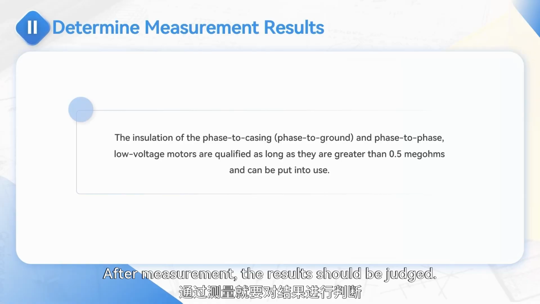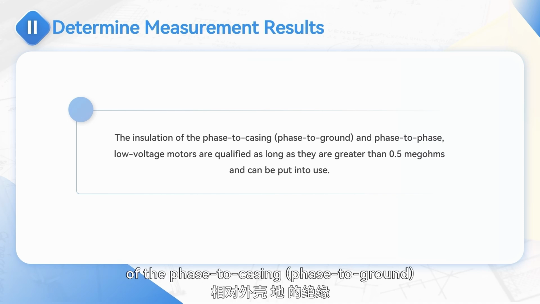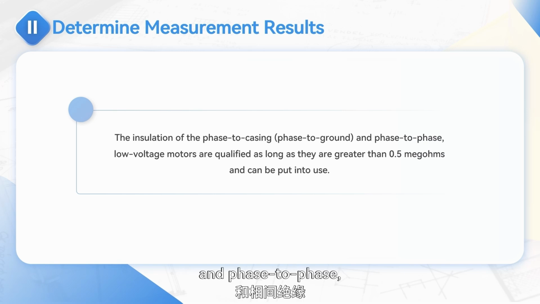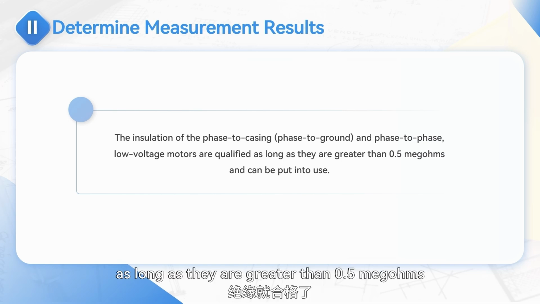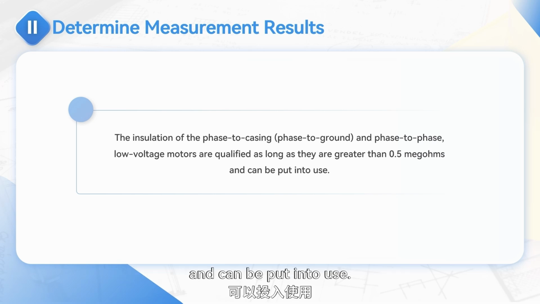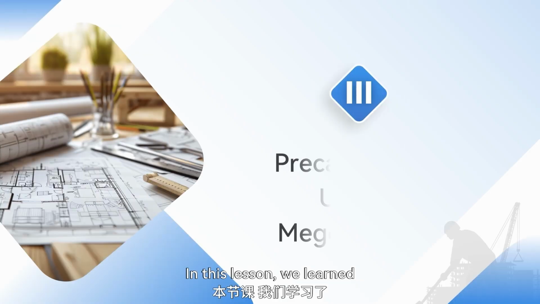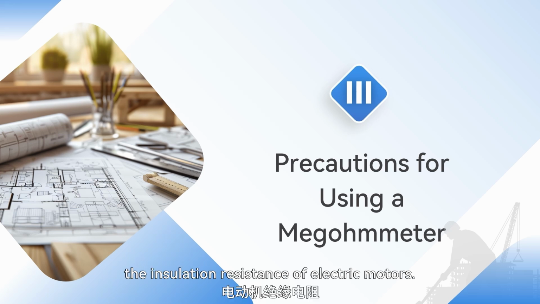After measurement, the results should be judged. In general, for the insulation of phase-to-casing, phase-to-ground, and phase-to-phase, low-voltage motors are qualified as long as the resistance is greater than 0.5 megohms, and can be put into use. In this lesson, we learned about using a Megohmmeter to measure the insulation resistance of electric motors.